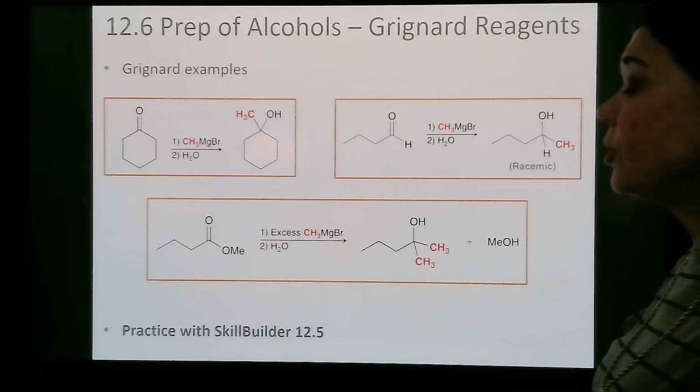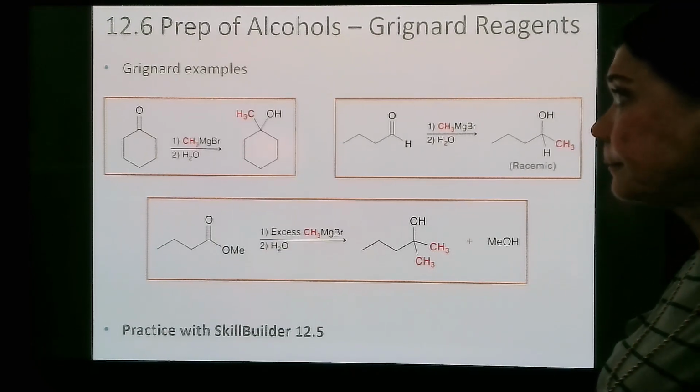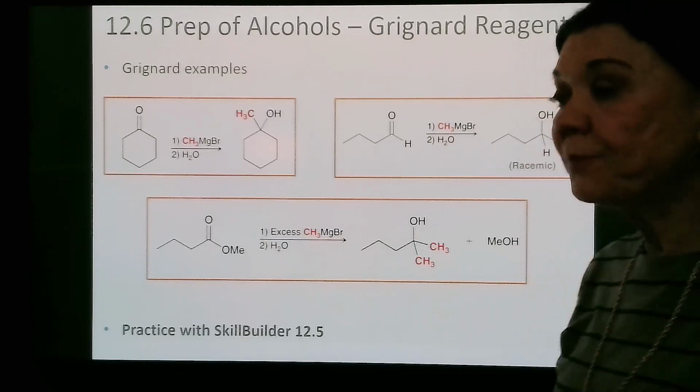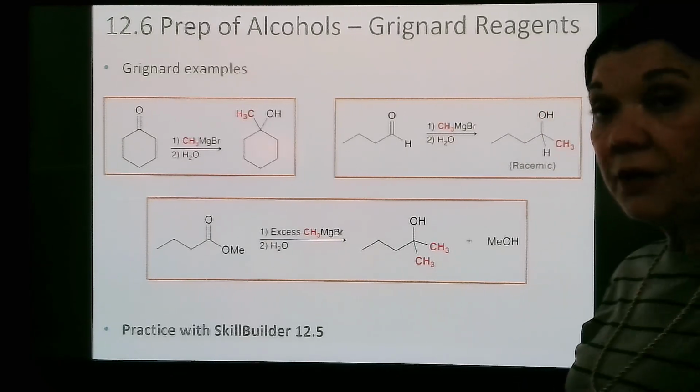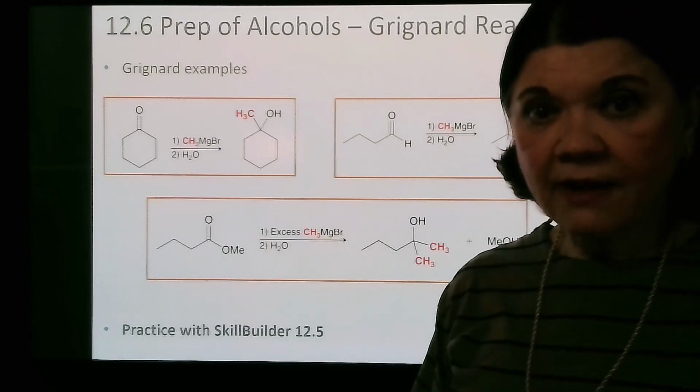Okay, so this is the end of the preparation of alcohols. And so in the next video, we will go on to the reactions of alcohols.